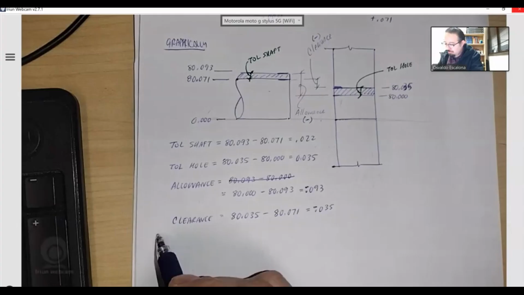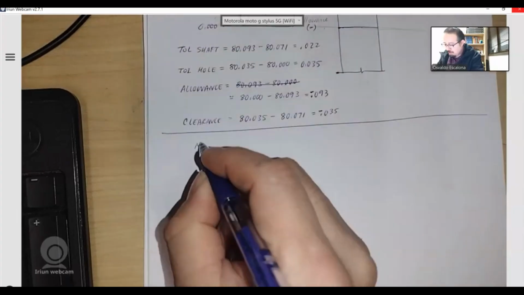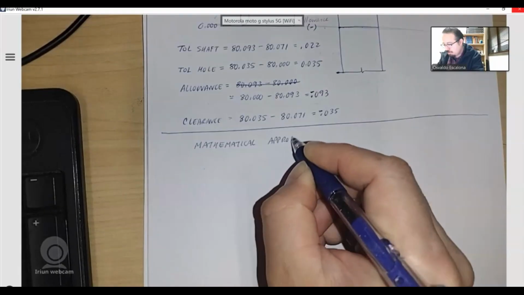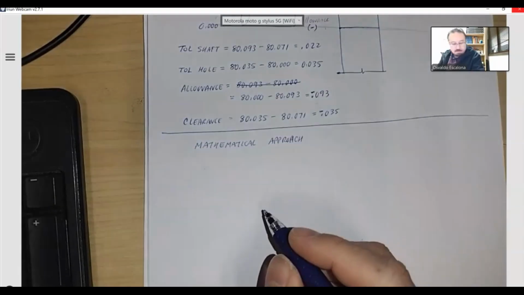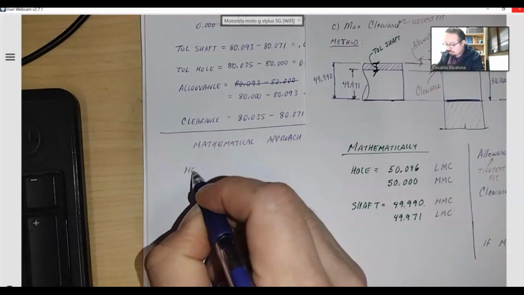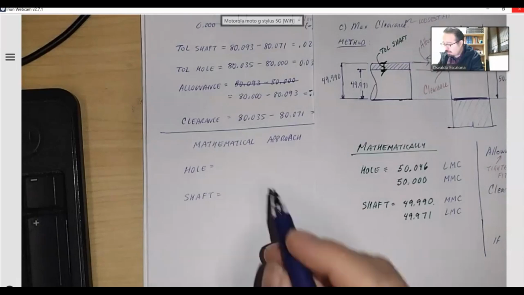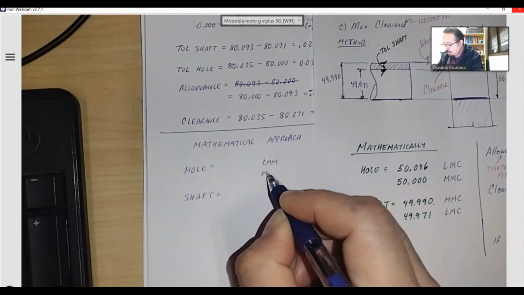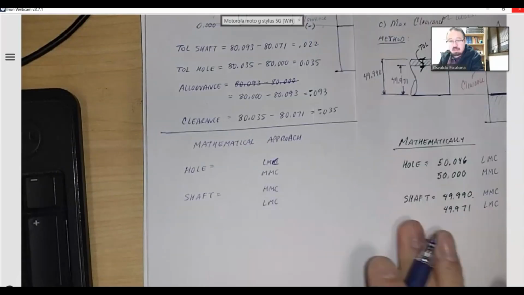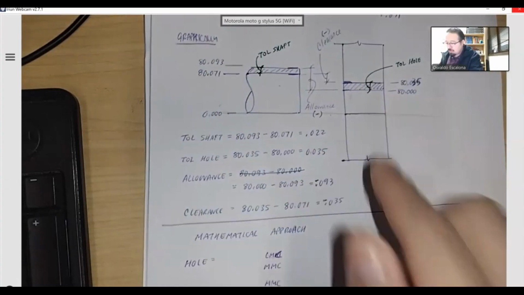Now let's do the mathematical approach. I'm going to rewrite it. Mathematical approach. If you remember, based on the previous equations, the first thing I needed to do is write the size of the hole and then the size of the shaft. In terms of MMC and LMC, this one will be LMC, and I still have to grab the numbers. I've had them before. This is the shaft, this is the hole. I can copy those down.